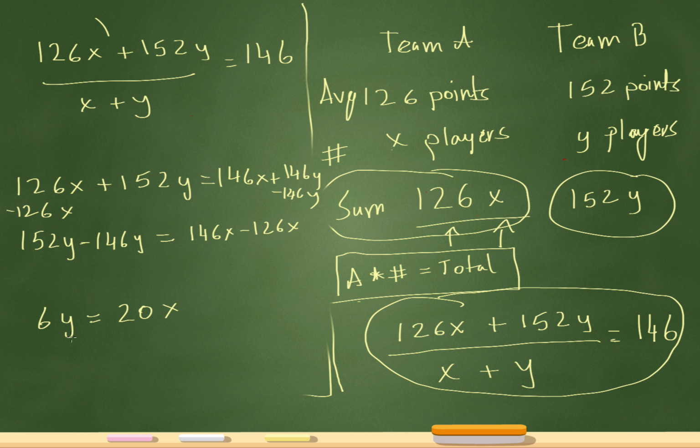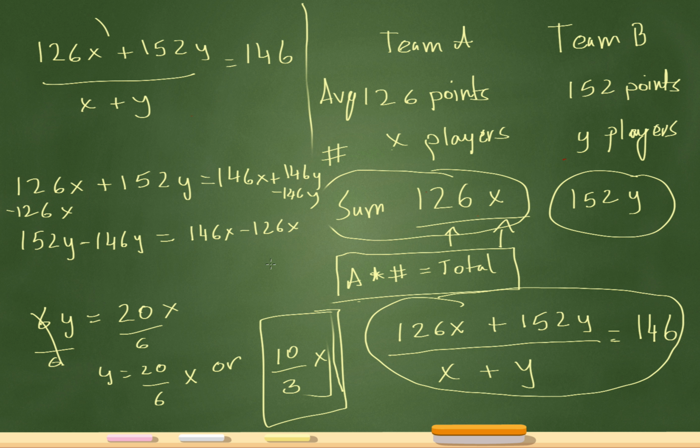And I just want y by itself, so I'll divide both sides by 6, and I'm going to be left with y equals 20 over 6x, or if I reduce that, it'll be 10 over 3x, which would be my final answer. And I didn't write this step out over here. I'm multiplying this by x plus y and this by x plus y. So for my final answer being y equals 10 over 3x, or 10x over 3, answer choice A.